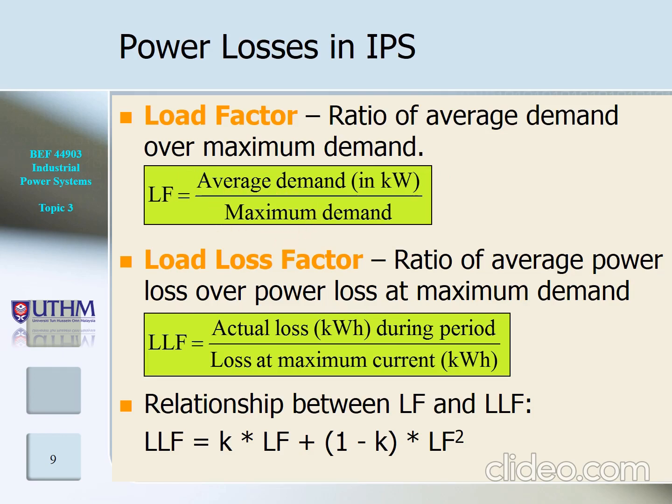And next we go to load loss factor. It's a ratio of average power loss over power loss at maximum demand. Okay, this is the load loss factor: actual loss, the unit is kilowatt hour, divided by loss at maximum current in kilowatt hour.